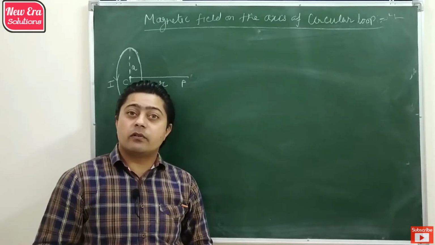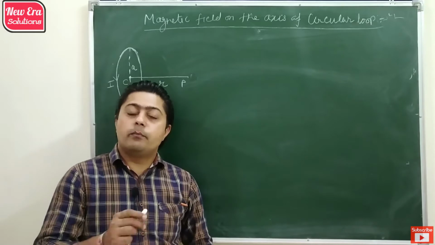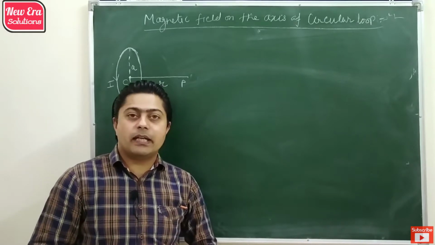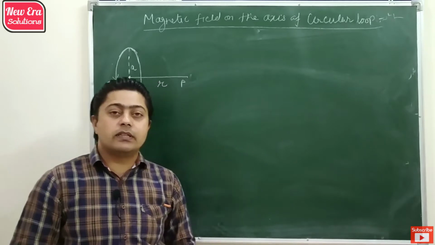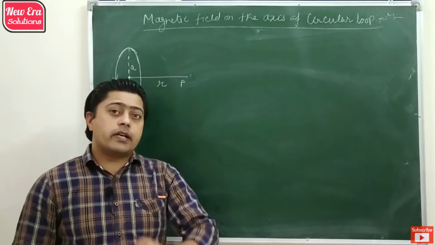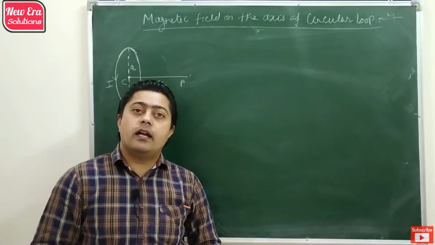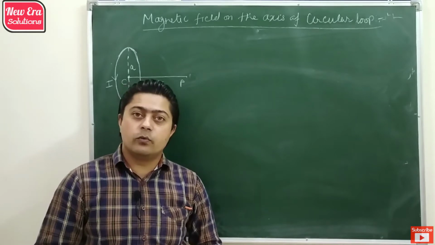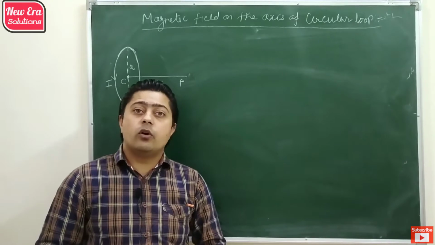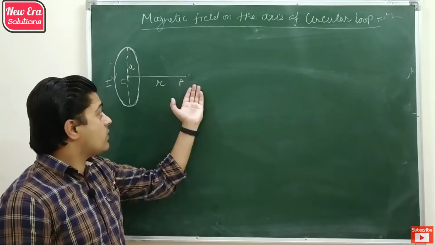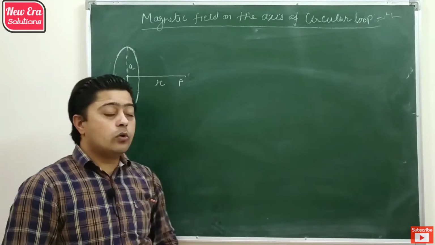Hello guys, so in our previous video we discussed Biot-Savart's law to find the magnetic field due to a current carrying conductor, in which we discussed the case of a straight current carrying wire and the case of a circular loop. So today we are going to find the magnetic field on the axis of a current carrying loop.